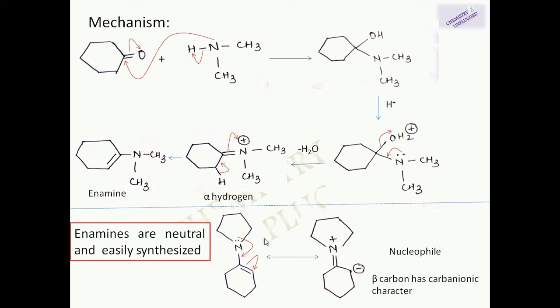Then how will these enamines act as nucleophiles? In this enamine, the lone pair of electrons will shift here and this double bond will shift to this carbon atom. So this carbon atom will become negatively charged and act as a nucleophile. So the beta carbon of this enamine has carbanionic character. So first we will see alkylation. So what will happen first?